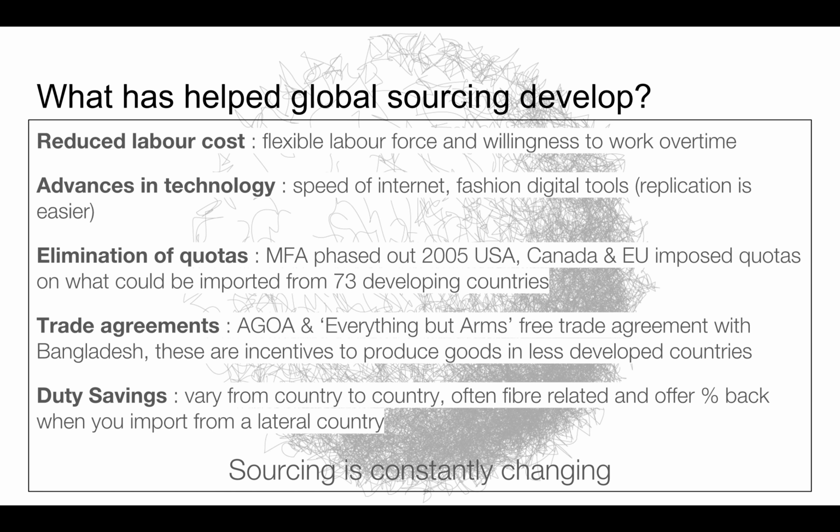Trade agreements. The AGOA and Everything But Arms Free Trade Agreement with Bangladesh. These are actually government incentives to produce goods in less developed countries. And the Everything But Arms means that there are either reduction in duty or duty-free imports from Bangladesh on anything that is produced there that is not arms.